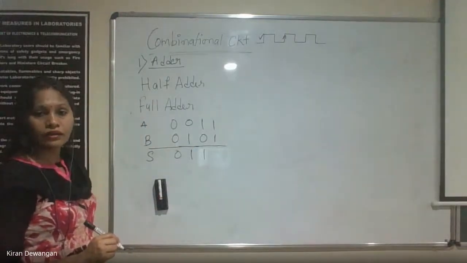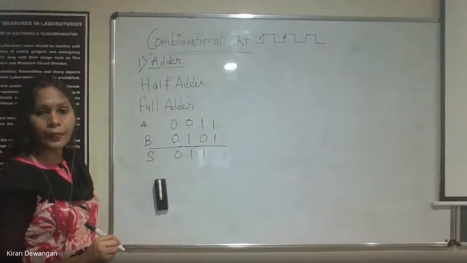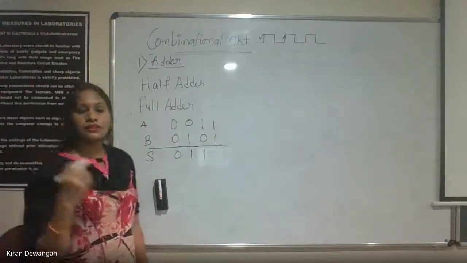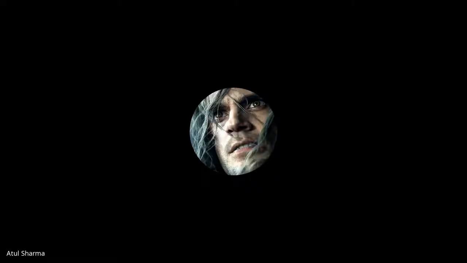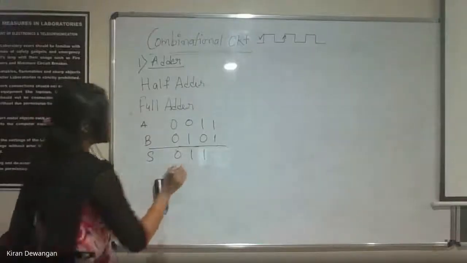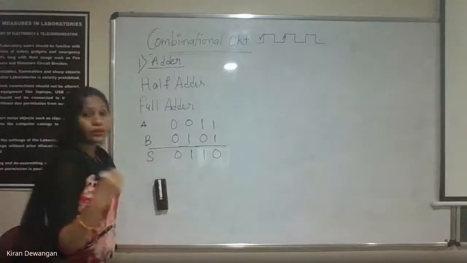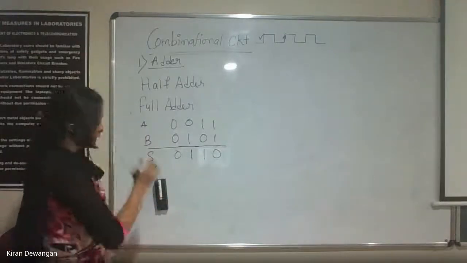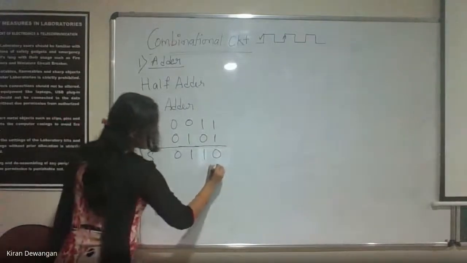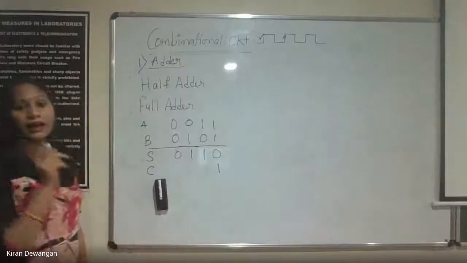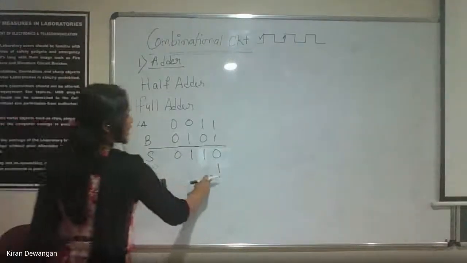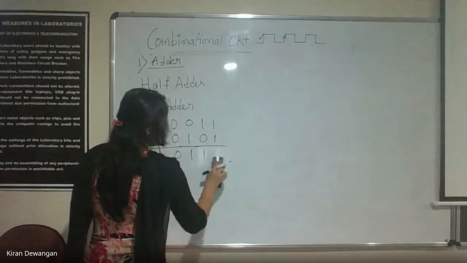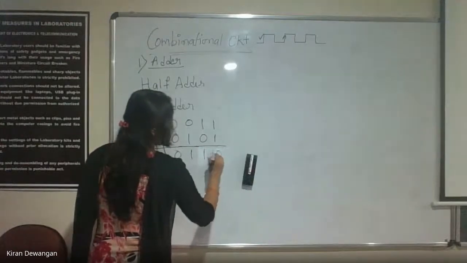Now if I am giving 1 and 1, what will happen? 1 and 1, what would be my sum output? Yes? Students reply, 1 plus 1 is? 0. Yes, it's 0. Where does my other bit go? It will go in carry. That is my other output. Clear? So the answer of this is 1 0.